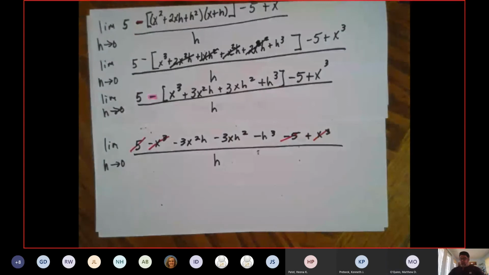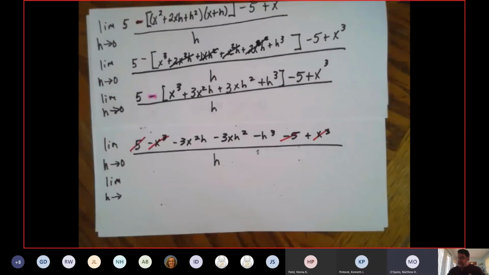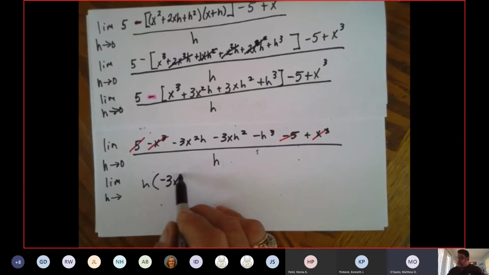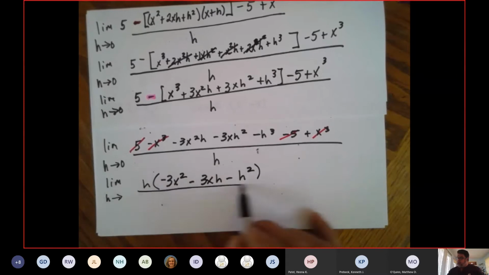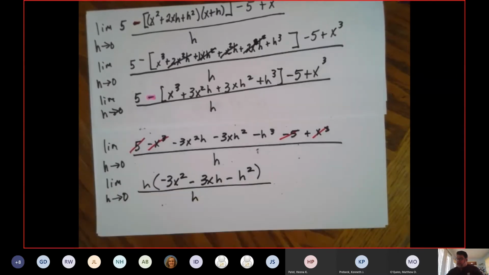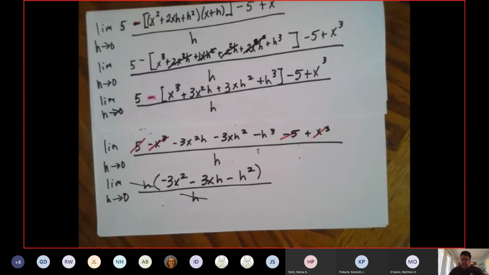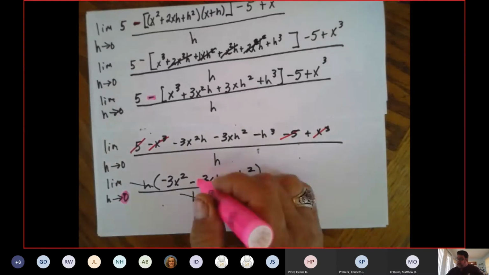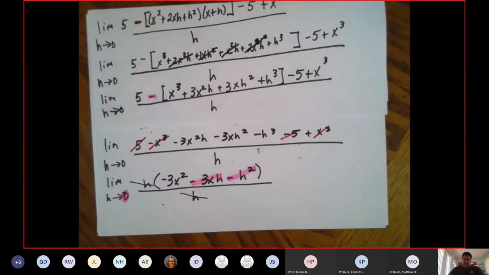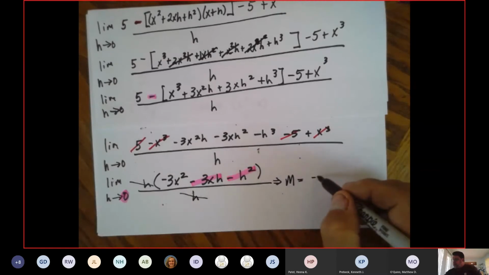So now I'm going to skip a step, and I'm going to factor out that h when I rewrite this. So that's going to be h times negative 3x squared minus 3xh minus h squared over h. And the h's cancel. This term's going to go away, the 0, I'm going to highlight this 0 with a pink highlighter. And that's going to take that term out and that term. And the equation of our slope is equal to negative 3x squared.